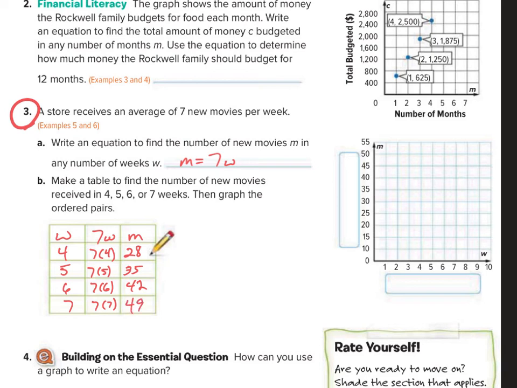So you can see we've got a linear relationship. We're increasing here by 7 as weeks increases by 1. So now let's label our axes. So on the y-axis, or the M-axis I should say, we've got number of movies. And on the x-axis, and we've labeled that as W, we've got number of weeks.